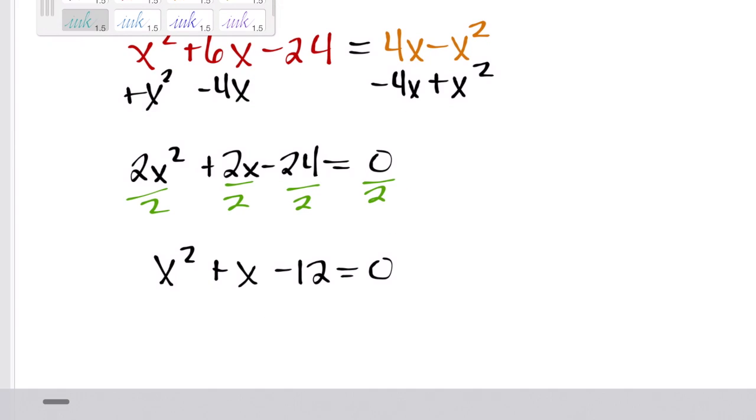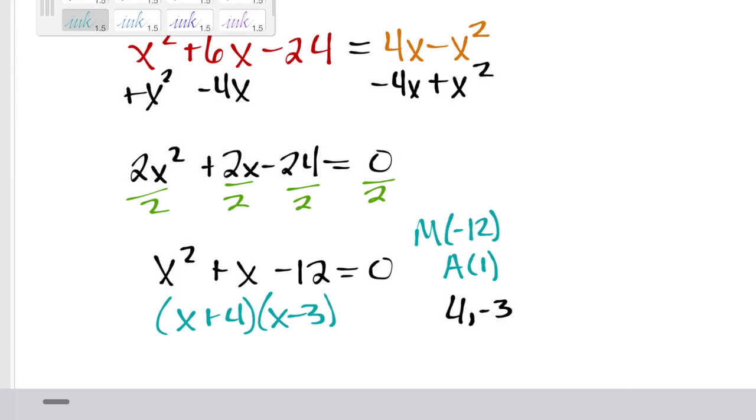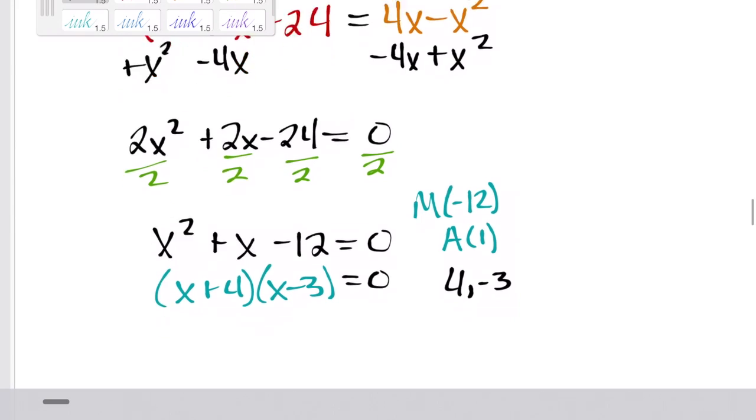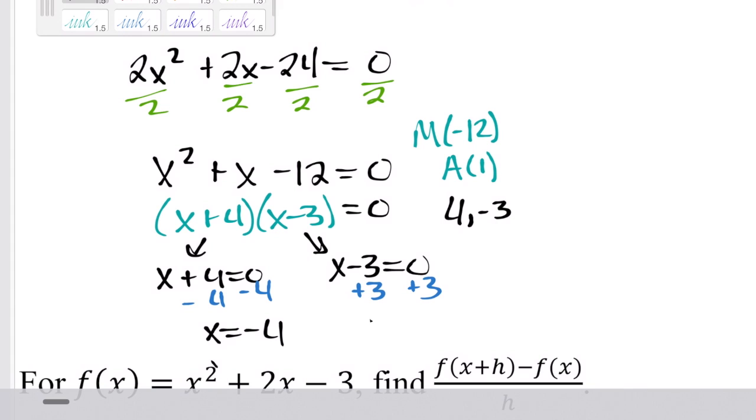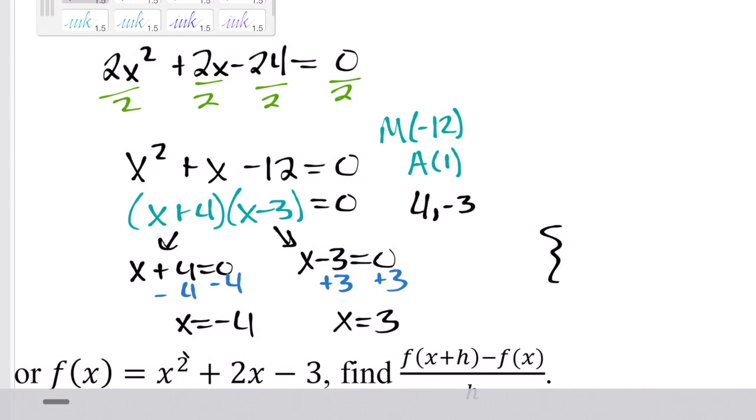Now I do have a trinomial and it is also a quadratic, so I'm going to use my M&A method in order to factor it. So I'm looking for numbers that multiply to give me negative 12 and add to give me positive 1. And that would be positive 4 and negative 3. So x plus 4 and x minus 3 are my factors. I set each of those equal to 0, and I've got two solutions where x is negative 4 and x is positive 3. So these are the cases where we would have the same exact thing, where they're true for both of those equations.